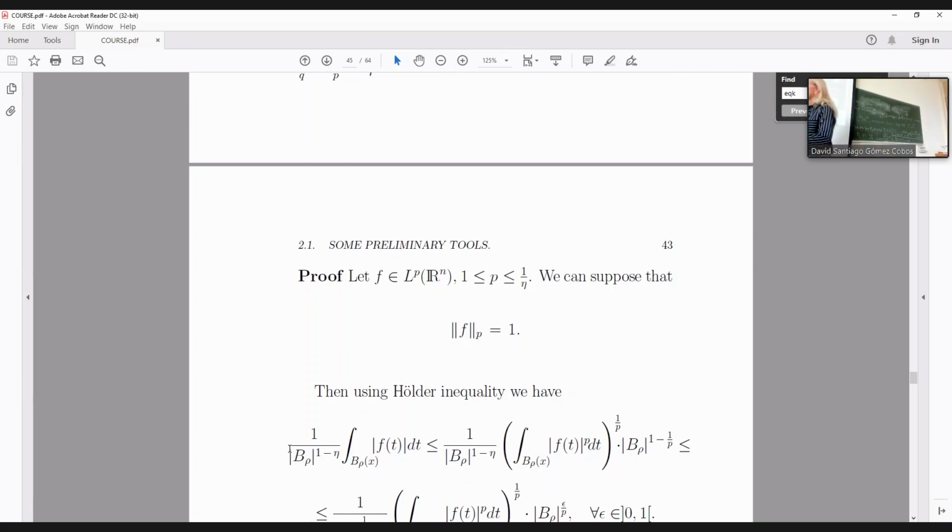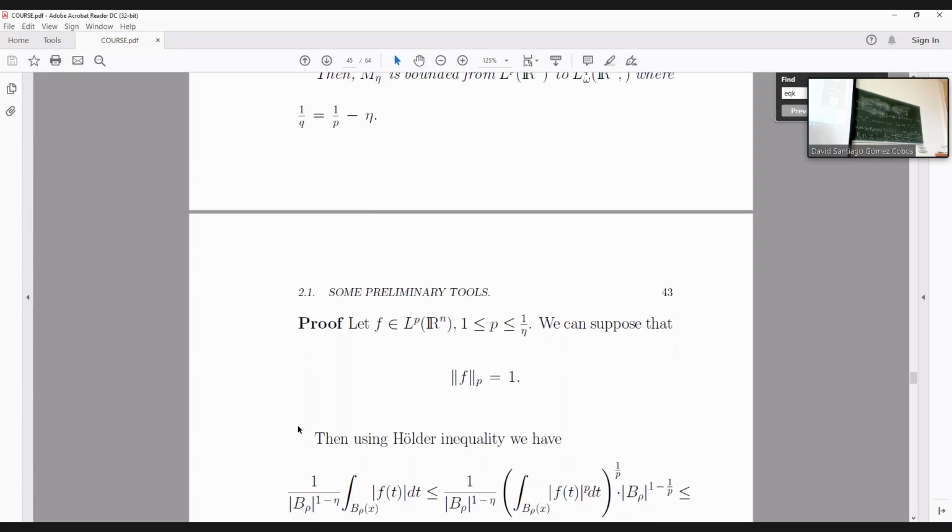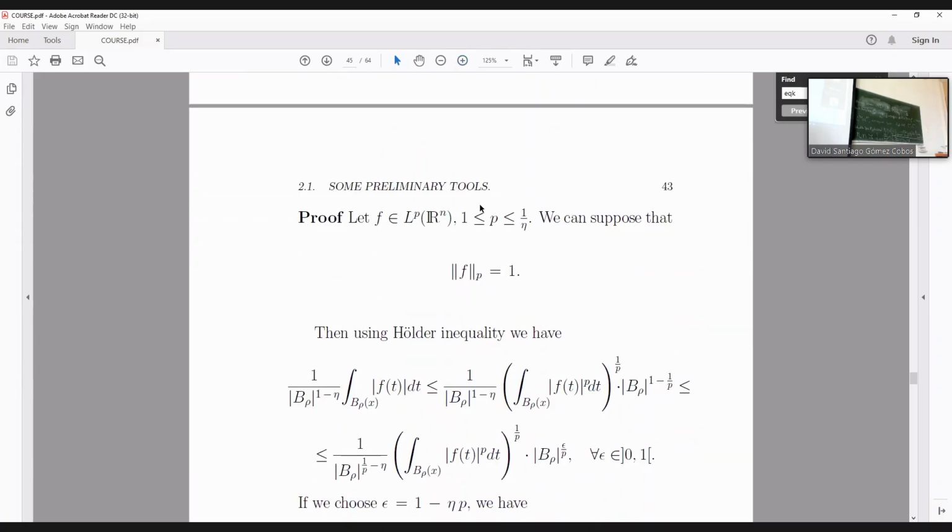But before I continue this proof, I would like to show you that the method that we use for these inequalities is several times the same. So what we have is that M is bounded from Lp to this class. Well, we have to obtain this boundedness, and we use the Hölder inequality here. Well, now we continue the proof.